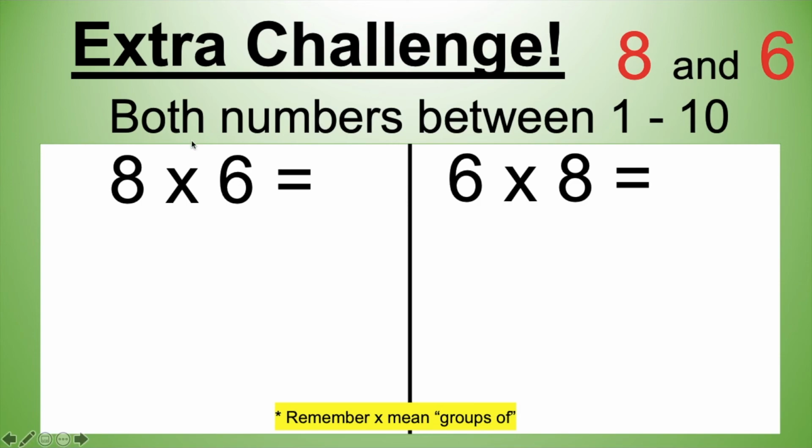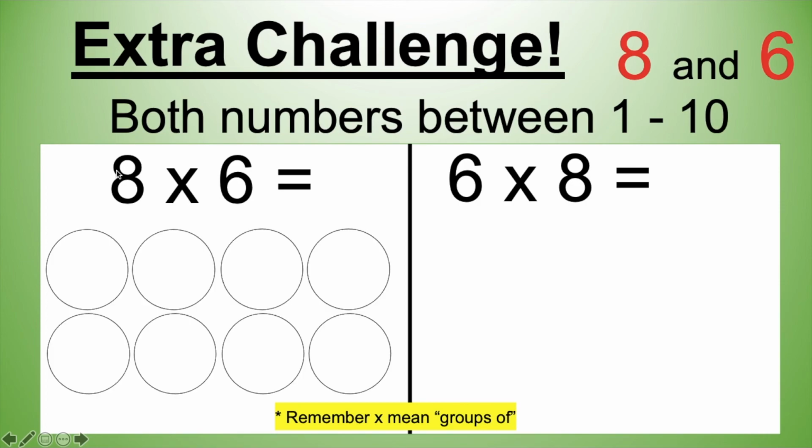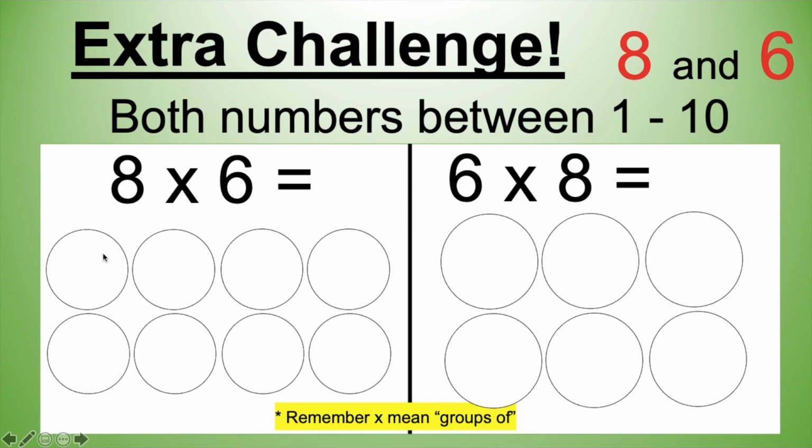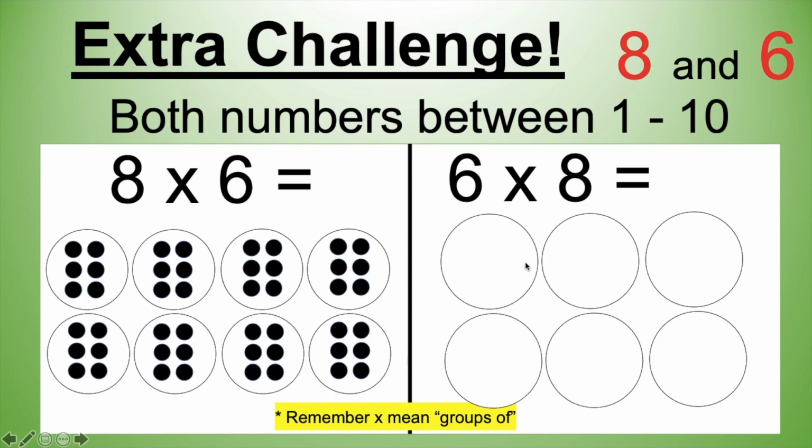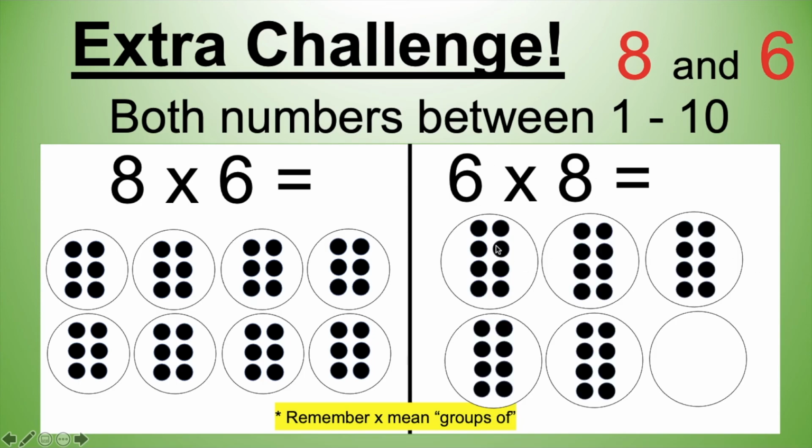And then over here, you know you have your 8 groups. Okay? And then over here, you have your 6 groups. And then in here, you're going to put 6 dots. So there's 8 groups, and there's going to be 6 dots in each of them. Okay, so 6, 6, 6, 6, 6, 6, 6, 6. And then over here, you've got your 6 groups, and you're going to put 8 in them. 8, 8, 8, 8, 8, 8. Then you need to add them all up.